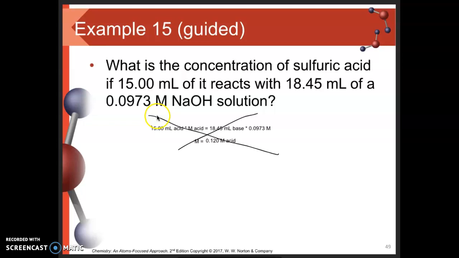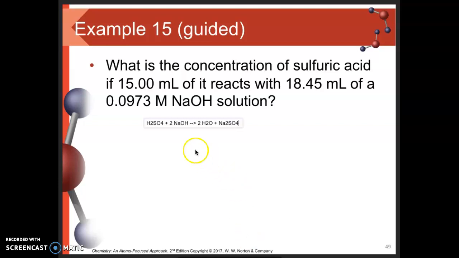Stoichiometry always matters. The balanced chemical equation always matters. It's not always going to be true that these are going to react in a one-to-one fashion. So, like with any other stoichiometry problem, even ones that can be kind of cheated with equations, we need to start with a balanced chemical equation. It would look something like this: H2SO4 reacts with 2 sodium hydroxides to make 2 waters and sodium sulfate. There's my balanced chemical equation.